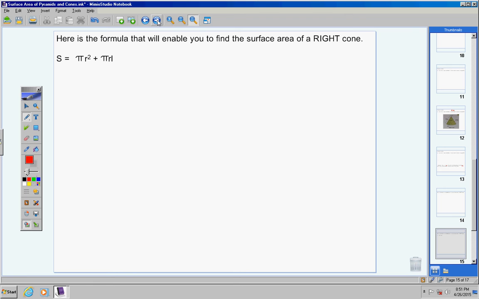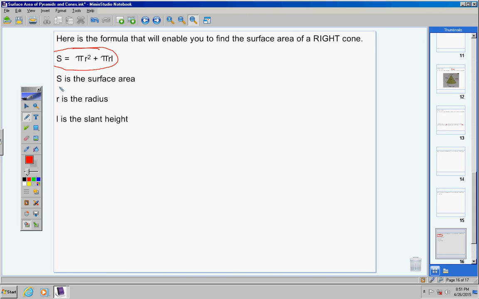And if you're not sure what R stands for, which of course is radius, or L, slant height, then please don't be embarrassed. Copy this down so you know, okay? So I'm going to pause for a second. Please make note of this. And then here's all the information about each variable. Capital S is the surface area, R is the radius, and L is the slant height. Please take a second and copy that down.